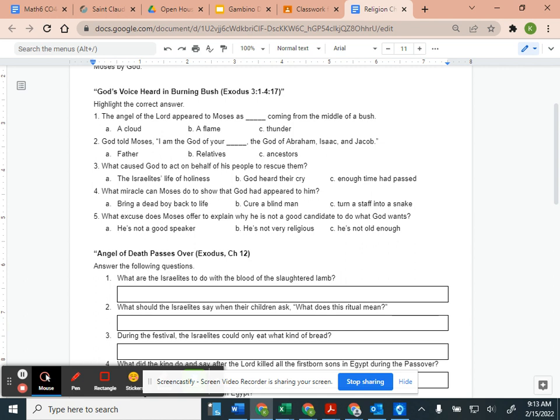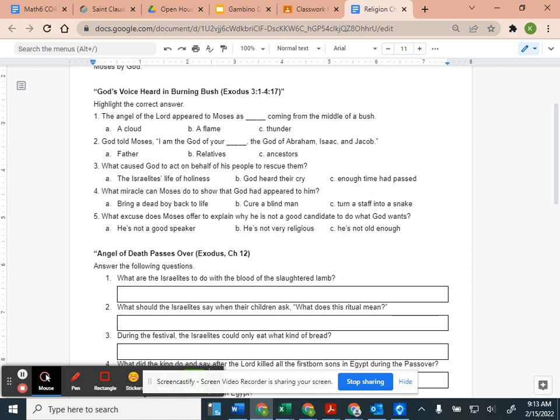God spoke further to Moses. This is what you say to the Israelites. The Lord, the God of your ancestors, the God of Abraham, the God of Isaac, and the God of Jacob has sent me to you. This is my name forever. This is my title for all generations.